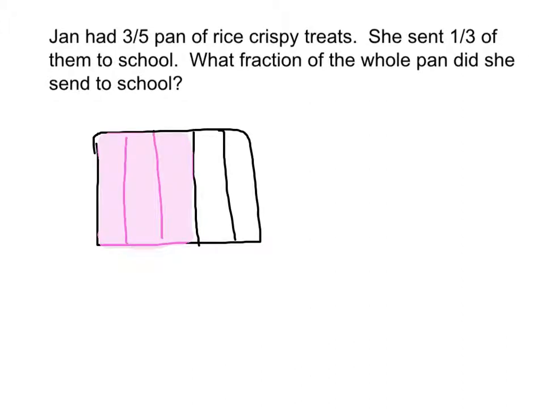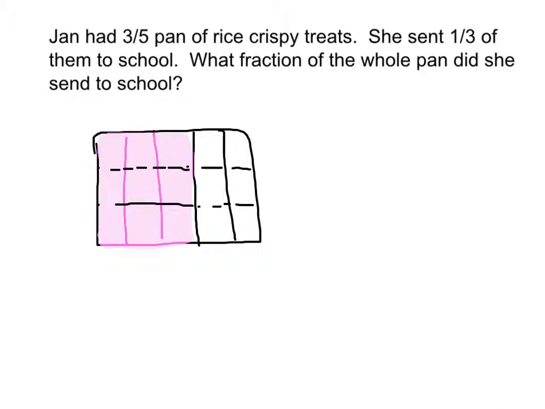here are my 3/5 of a pan of Rice Krispie Treats. I have cut into 1, 2, 3, 4, 5 pieces, and I have 3 of them. There's 3/5. She's sending 1/3 of them to school. So for that, I need to break what I have into thirds, and there it is into thirds. But I'm going to continue all the way across the whole pan.